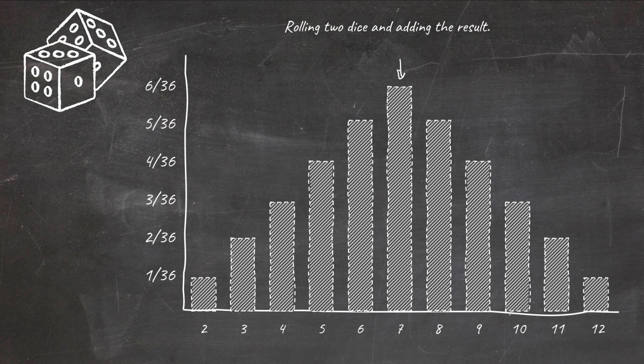That's the mean and median of this distribution. 7 is the most likely outcome of rolling 2 dice and adding the results together. And then 6 and 8 are the next most likely, and 5 and 9 are the next most likely, and then 4 and 10, and 3 and 11, and then 2 and 12 are pretty unlikely compared to the others.